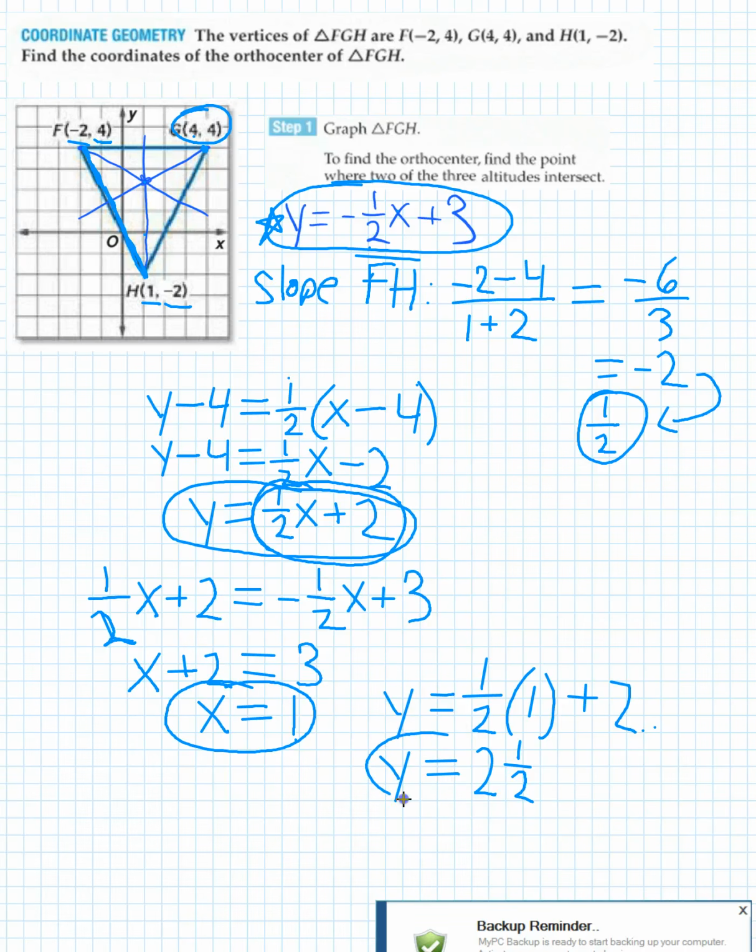All right, so now we just have to write that as an ordered pair. So we found the coordinates, finally, of our orthocenter to be (1, 2.5). There we go. Final answer.